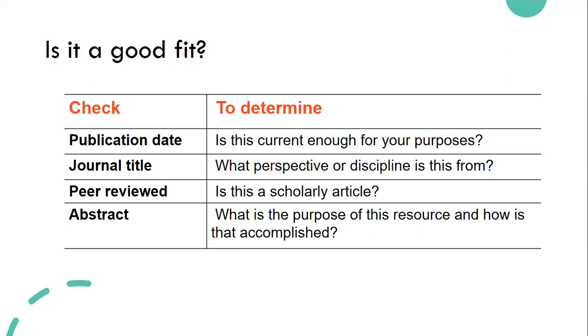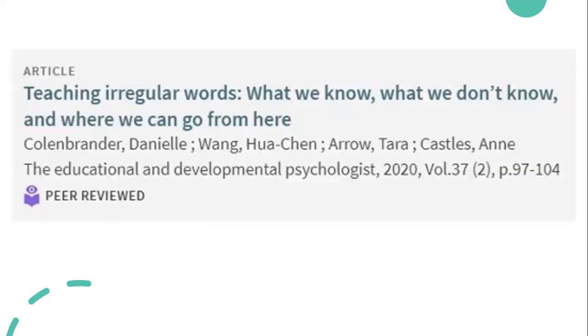Or are they perhaps summarizing existing literature? Depending on what you need, one or more of those might be a good fit and others might not be. So let's say we have this item here. It's in my search results, "Teaching irregular words: what we know, what we don't know, and where we can go from here." I can already find a lot of key information without even having to click on this article.